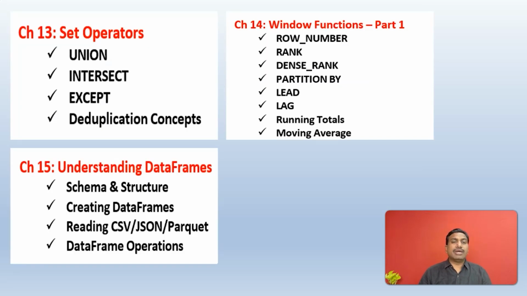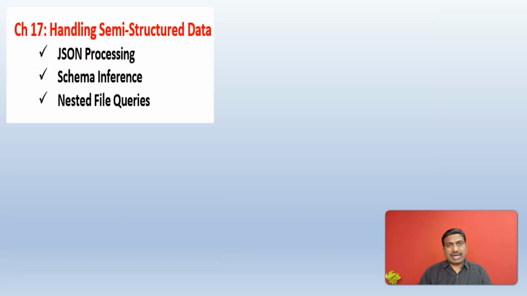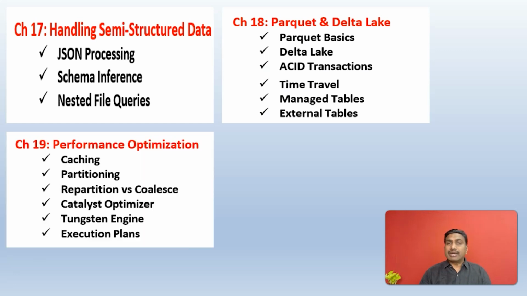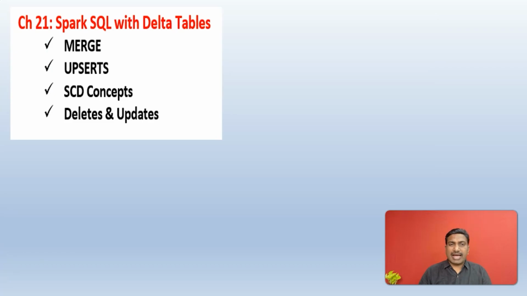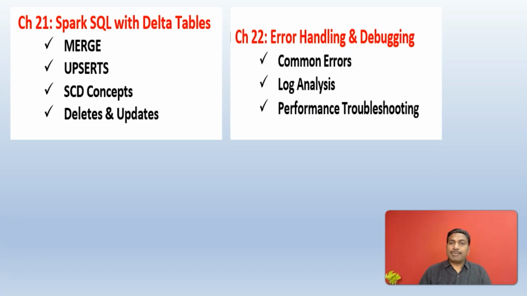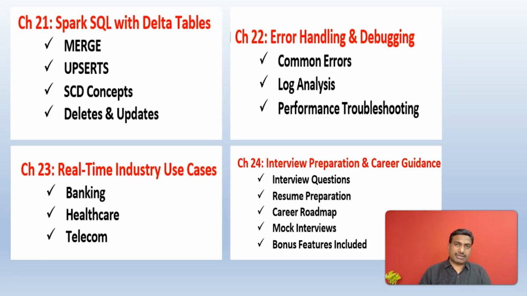Then window functions and data frames, and next-level window functions with nested data structures: JSON, Parquet, AVRO, and BLOB, binary large objects. Then data lake and Delta Lake concepts, performance optimizations, and Spark SQL with Hive. We will be taking a project as well with Delta tables, merge activities, error handling, debugging, and real-time activities.